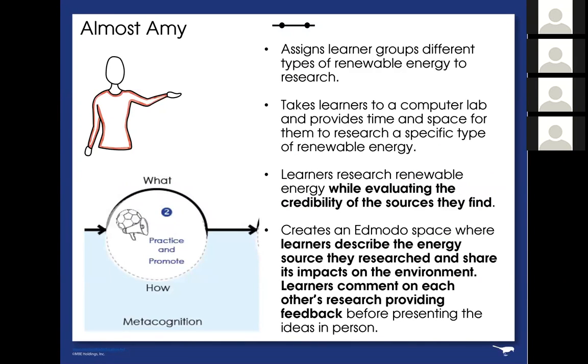So here's what happens for Almost Amy. Very much like Infusion Irene, she's going to teach a lesson on renewable energy sources. She's going to infuse those two frames of analysis and presentation of persona. Just like Irene, she assigns learner groups a different energy source to research. She takes them to a computer lab, gives them time and space to research a type of renewable energy. They research the energy while evaluating the credibility of the sources they find. And then she creates an Edmodo space for them to talk to each other and do all of those things that Irene did, and then they present to the class. That's her lesson. In the chat box, what did Almost Amy forget?